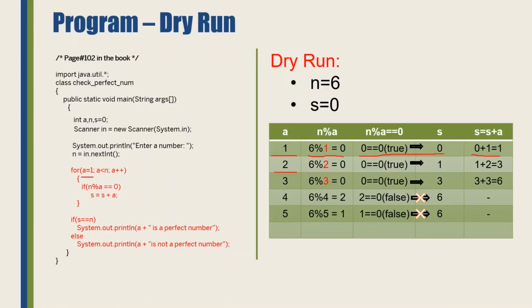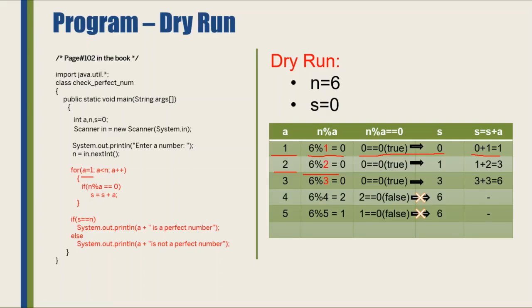In the next iteration, a is equal to 3, which also passes through, and s becomes 6. In iterations 4 and 5, they do not pass the if test. Hence, the value of s does not change and it remains 6 at the end of the for loop. After exiting the for loop, the if statement will compare the value of n with s. In this case, n and s both are 6, so it will print the perfect message on the screen.